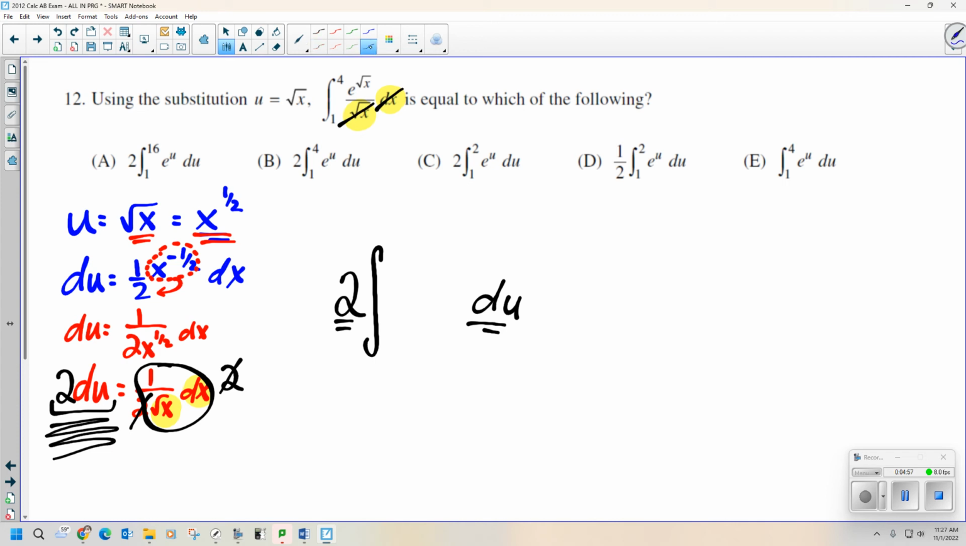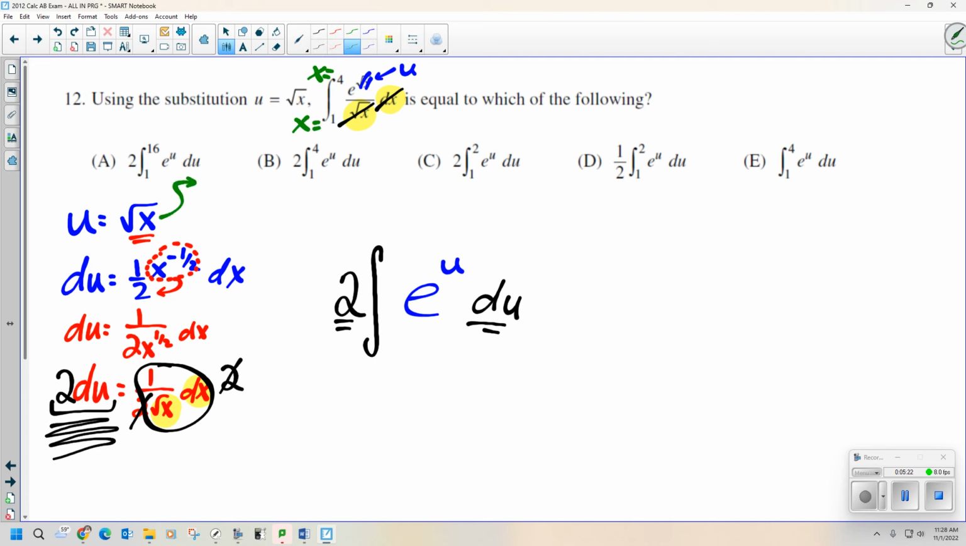Now, what else do I need to put? Again, u is going to be substituted in for the square root of x. So it's e to the u. This goes bye-bye, my u goes in its place. The only thing that you have left to do deals with my bounds. What do I mean? These are x equals 4 and x equals 1.